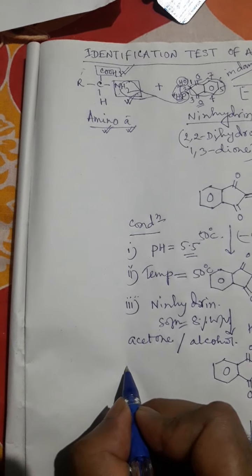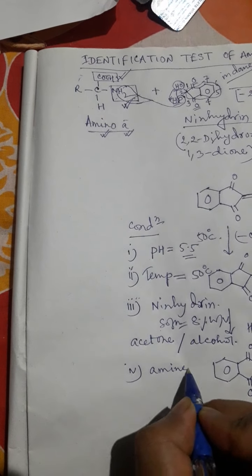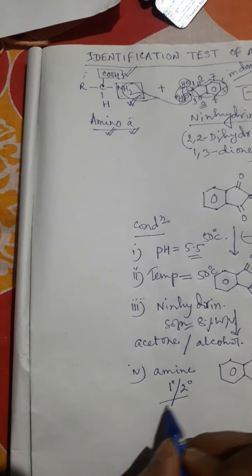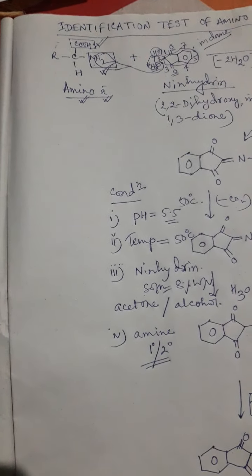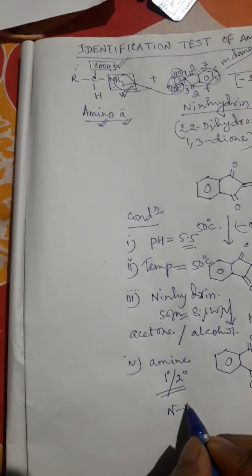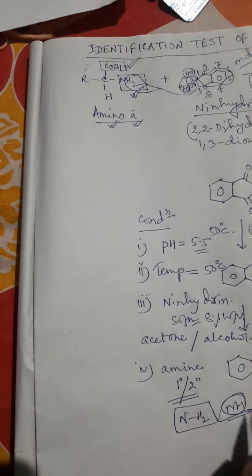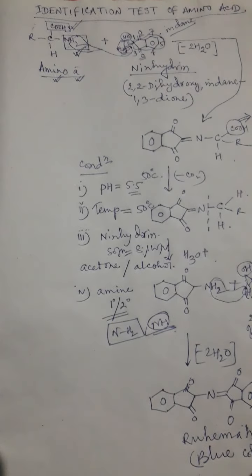Okay, and the fourth one, the amine should be primary or secondary in nature. Tertiary amine is not detectable by this test. Okay, that means that N must have an NH2 kind of group or an NH kind of group, otherwise it is not possible to detect using ninhydrin solution.